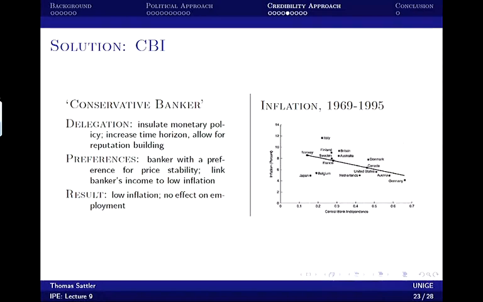What is the problem here? Do you buy this story? Do you buy this relationship? Why is inflation in Germany low? What's an alternative explanation? Why do Germans hate inflation? Why are they obsessed with inflation? Yes.